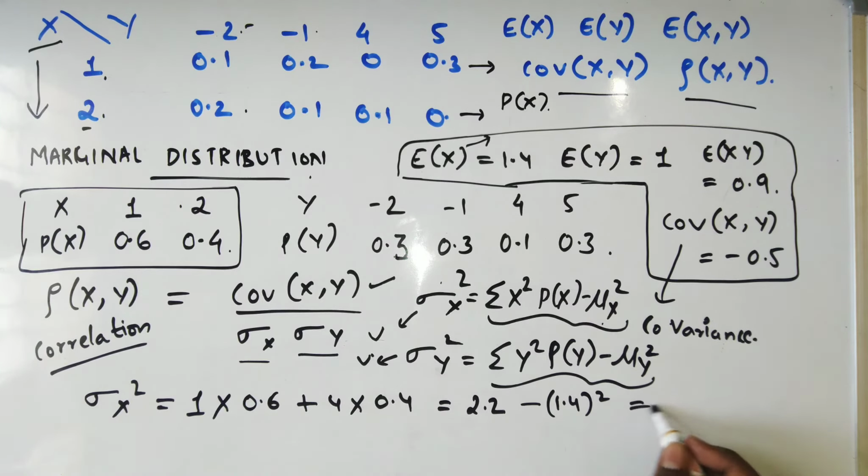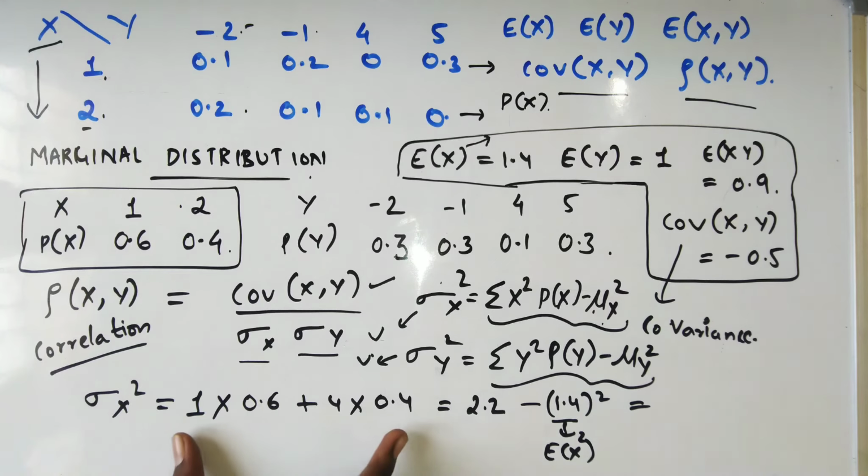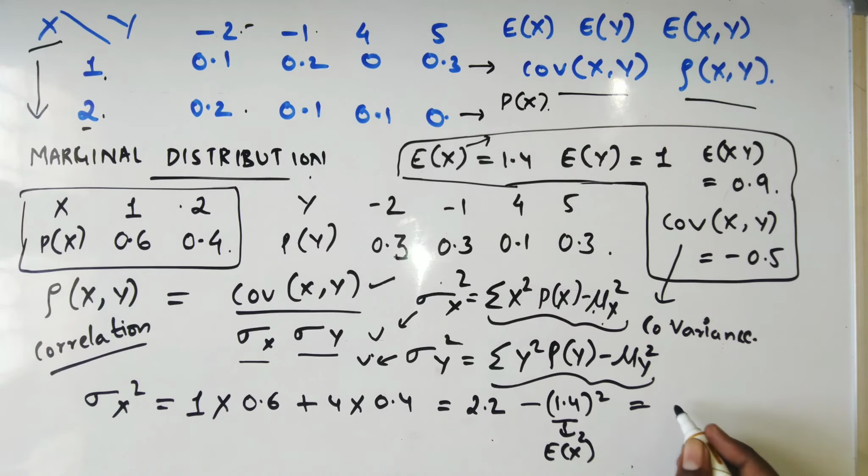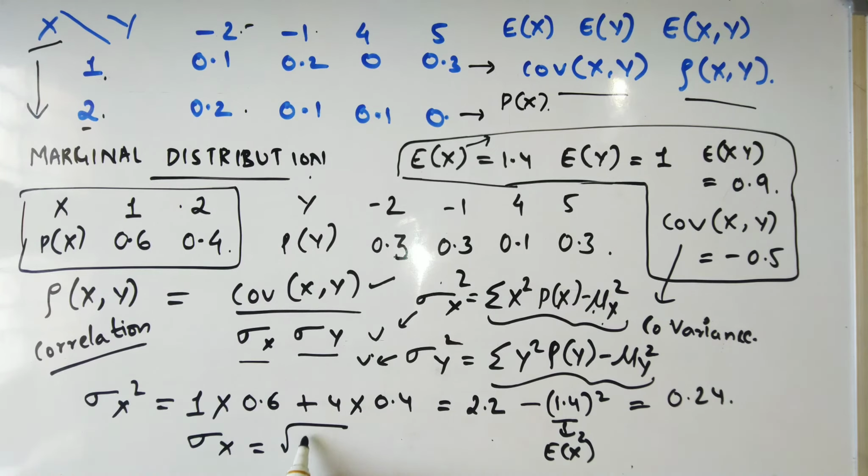So 2.2, what is this actually? This is E of x square, and that is mu x square. So first add all this, then you subtract this. Don't do direct subtraction from here itself. So first add all this, then subtract. Now this value will be around 0.24. If I want sigma x, then I have to take the square root of 0.24, which will give me the answer as 0.49.